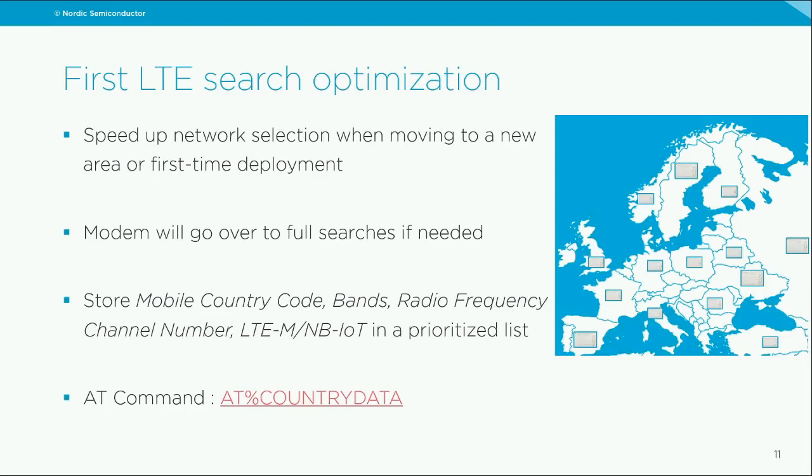You now have a new AT command, AT%COUNTRYDATA. In this command you can store many parameters and set up a prioritized list with mobile country code, bands, radio frequency channel number, LTE-M, NB-IoT. So the modem will go through this list when it's going to search for the first time. And if it does not find anything in this list, it will go over to the normal full search that we know from before. So this will improve the first search when you know where the device is going to be shipped.